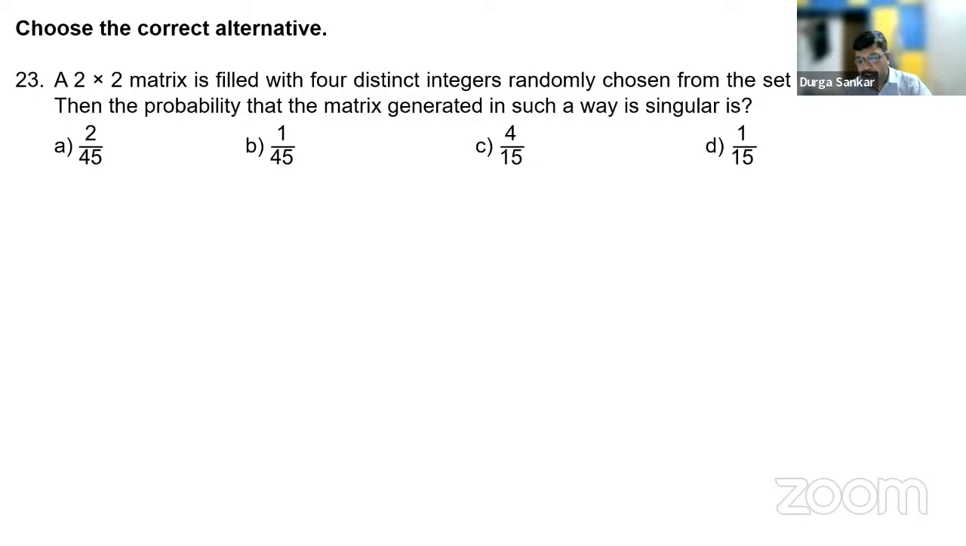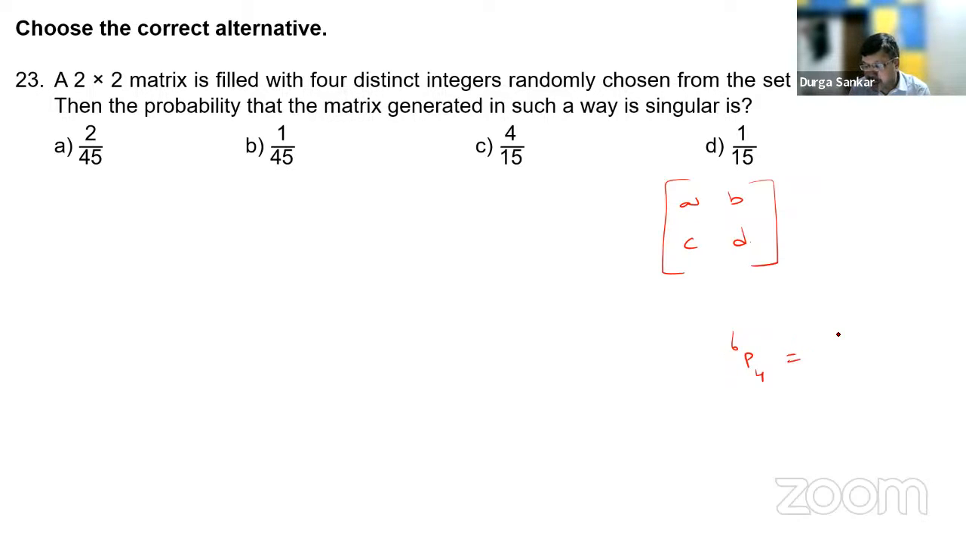Now this is also an interesting one. A 2 by 2 matrix is filled with 4 distinct integers randomly chosen from the set. So let me assume I want to create a 2 by 2 matrix having ABC from these 6 numbers. So total number of different matrices I can make is 6p4, because not only selecting 4 numbers, I can also arrange them in 4 different positions.